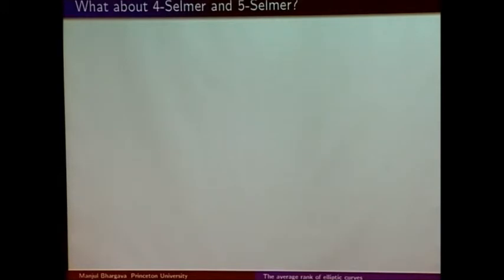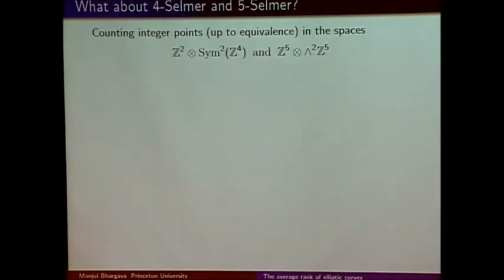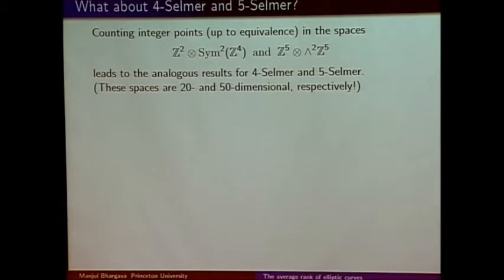So what about 4-Selmer and 5-Selmer? It seems like each time you go up a Selmer, it seems to help. As you saw yesterday, there were these spaces that gave degree 4 line bundles and degree 5 line bundles on genus 1 curves. And so one can use them to model 4-coverings and 5-coverings in a similar way by proving analogous results, like that Cassels result I showed you. And that leads to analogous results for 4-Selmer and 5-Selmer. These spaces are a lot bigger, though. One is 20-dimensional and one is 50-dimensional. And it took many months to do this. But we just finished just about a month and a half ago.